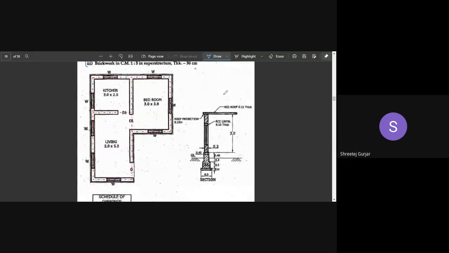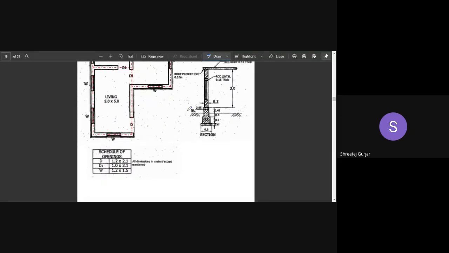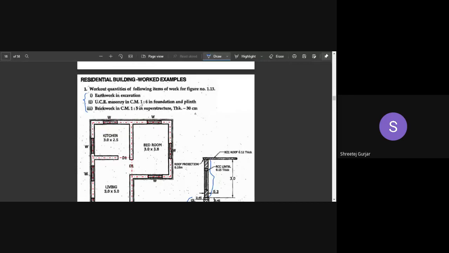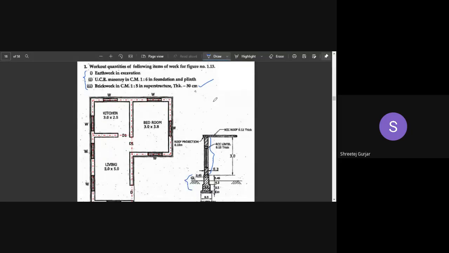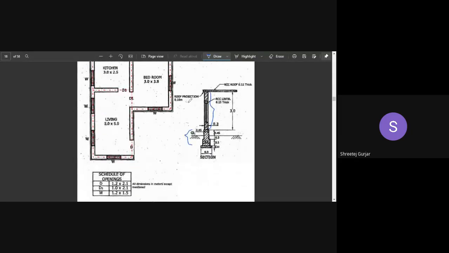It is given in this part, foundation and plinth. This is made up of uncoursed rubble masonry, and this part is your brickwork. The superstructure part is brickwork in cement mortar 1:5, and the thickness of your wall is 30 centimeters.